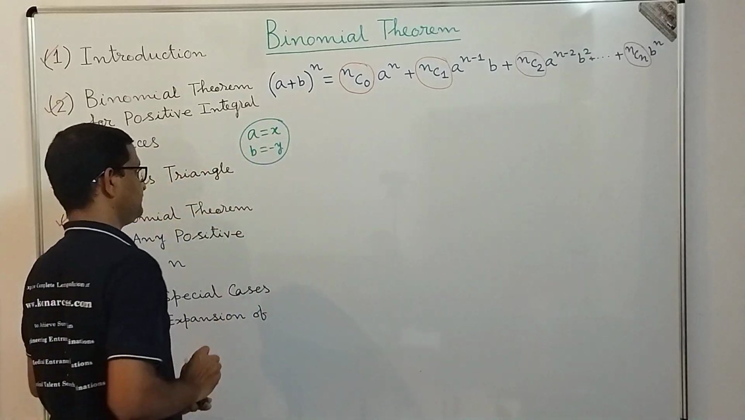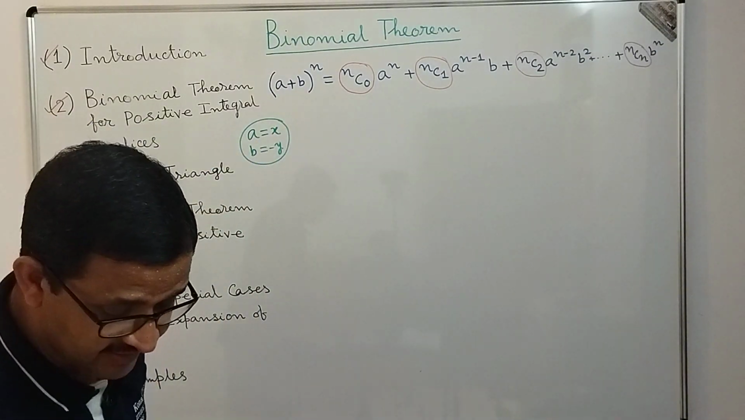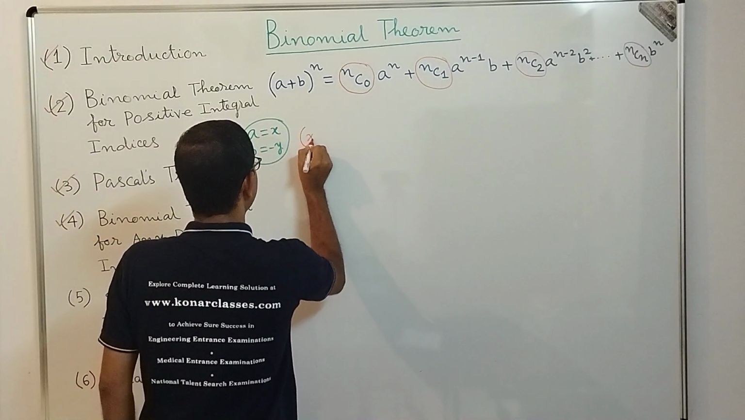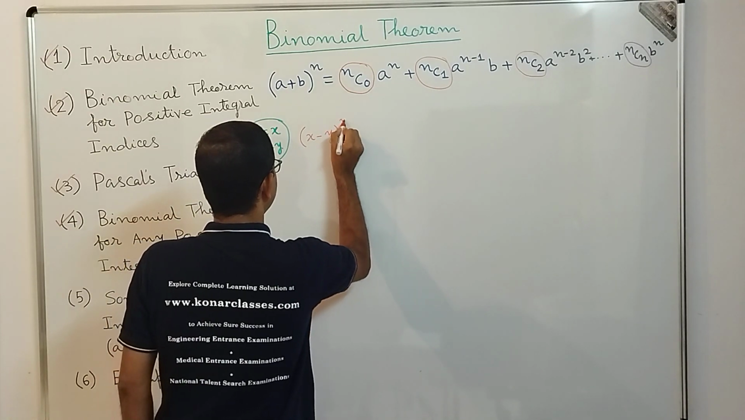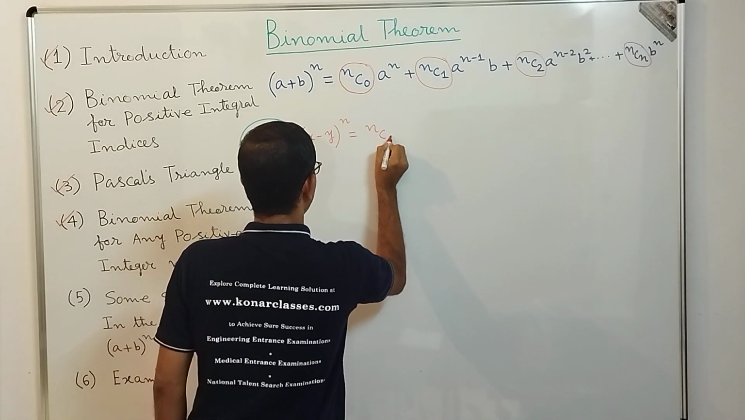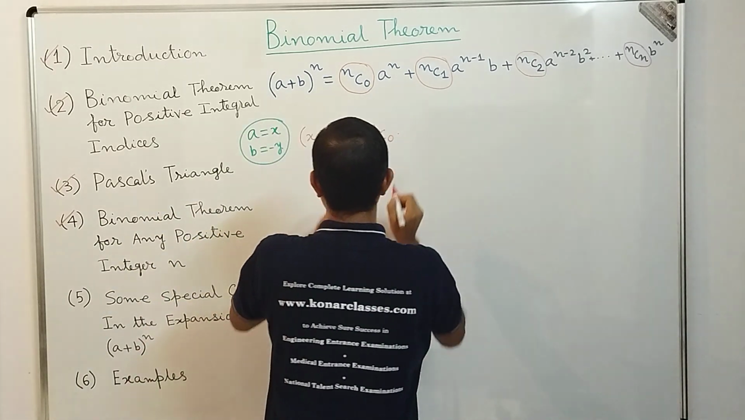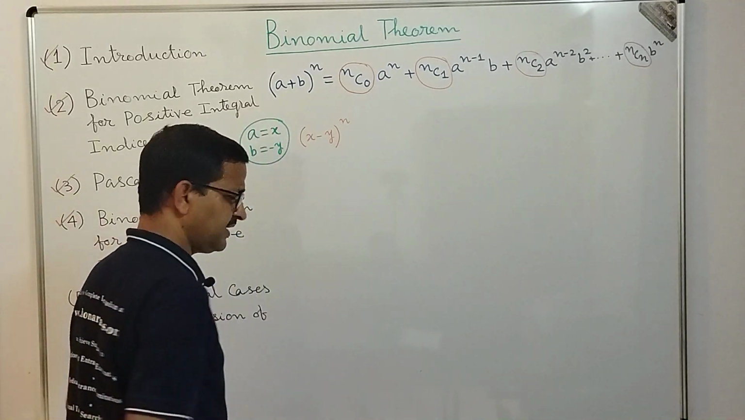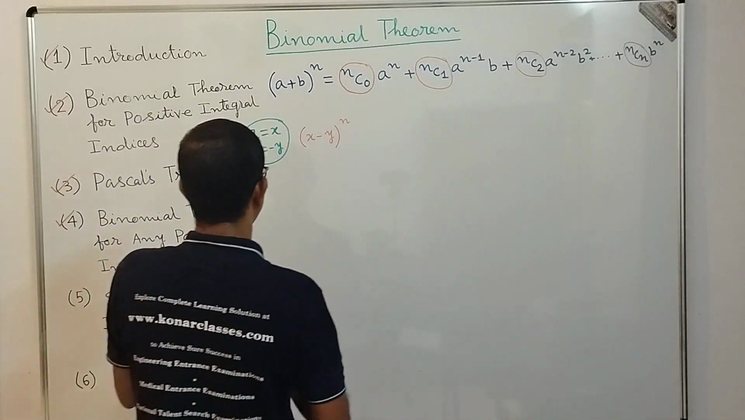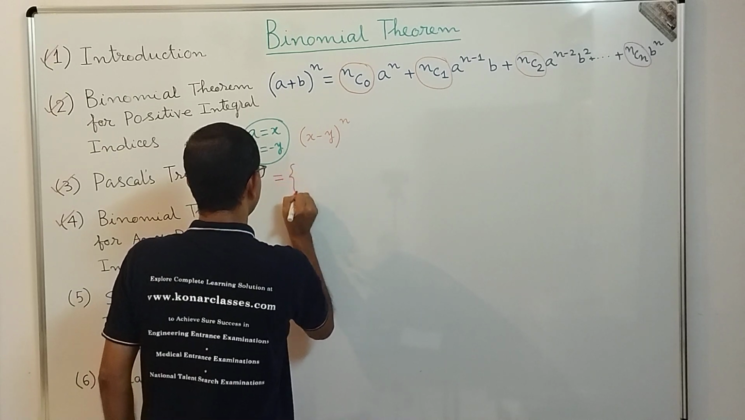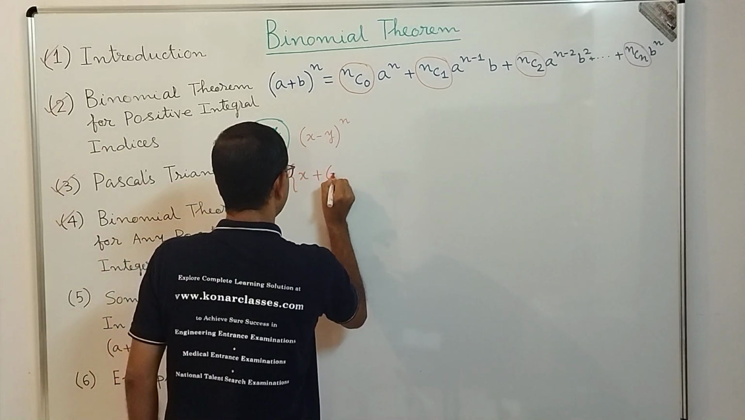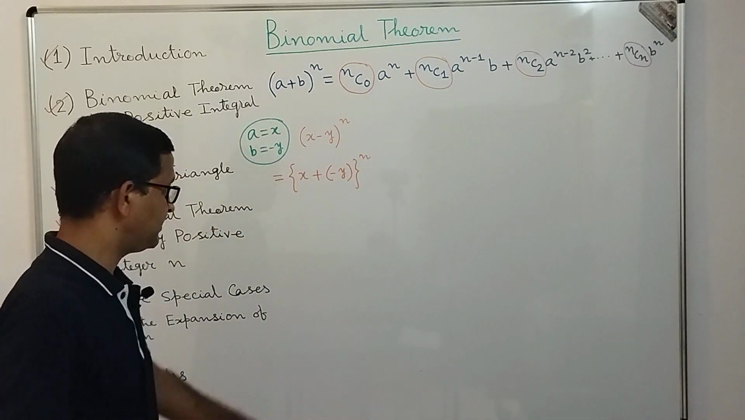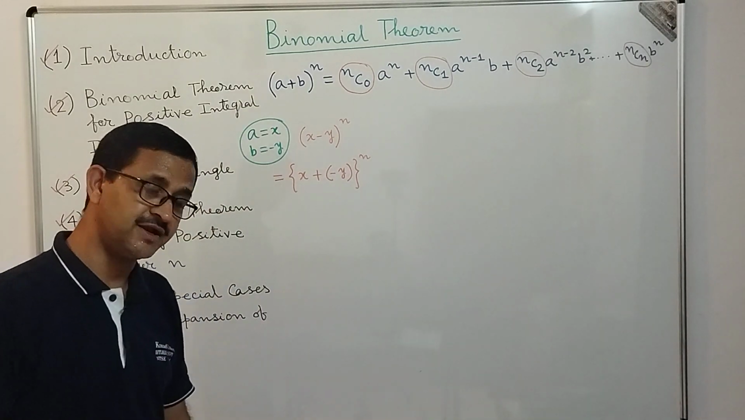Then what are we going to get? If we take the value of a as x and b as minus y, then we get x minus y power n. In fact, we can write x minus y power n as x plus minus y, complete power n, correct, no? x minus y we can write as x plus minus y.